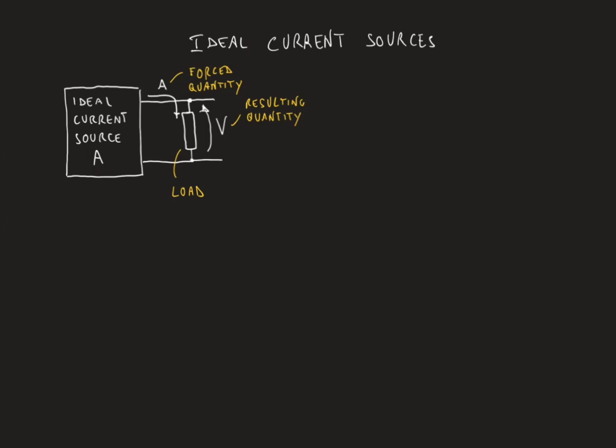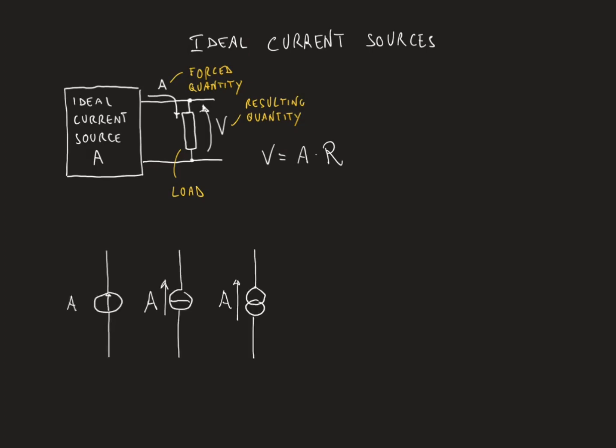If the load is a resistor, then according to Ohm's law, the voltage across the load will be equal to A, the current provided by the current source, times the resistance of the resistor. Different symbols can be used to represent an ideal current source in an electronic circuit.